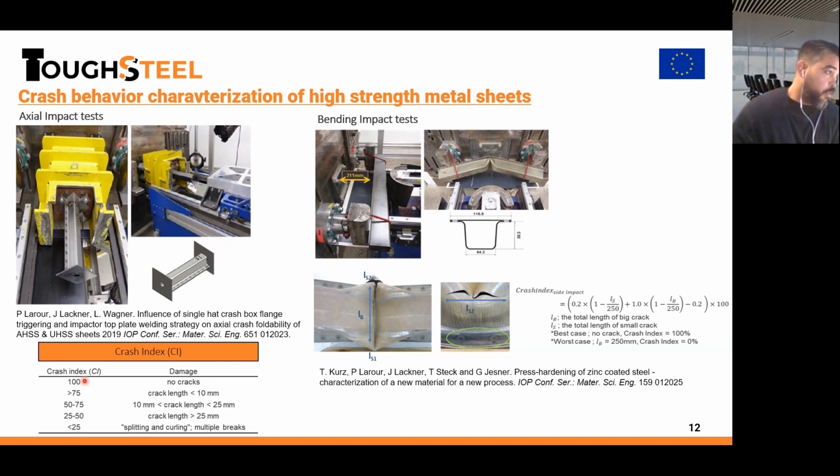The crash index is defined as we can see in the table. Roughly, a crash index of 100 means that the material is not damaged, so there are no cracks. The lower the crash index, the higher the degree of cracking of the tested coupon. Now we have the three different parameters: fracture energy, or the energy absorbed during the crash, the overall cracking appearance, etc.